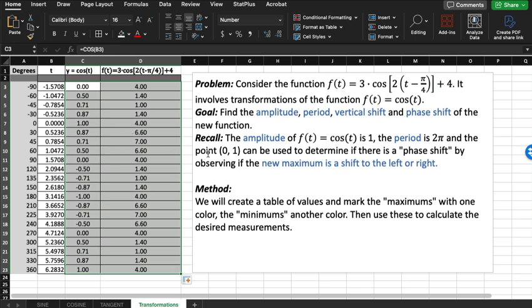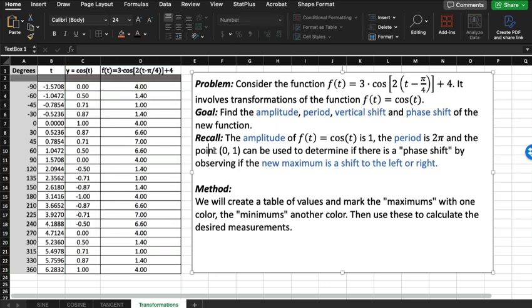Okay, now that we have the table filled in, let's go over here and talk a little bit more about how we're going to answer these questions. Our goal is to find the amplitude, period, vertical shift, and phase shift of the new function. So I'm going to ask that you recall that the amplitude of cosine is just equal to 1 because it's half the distance from the maximum to the minimum. The period is 2 pi because that's how long it takes for it to repeat the pattern. And then we can use the point 0, 1 because it's our maximum value.